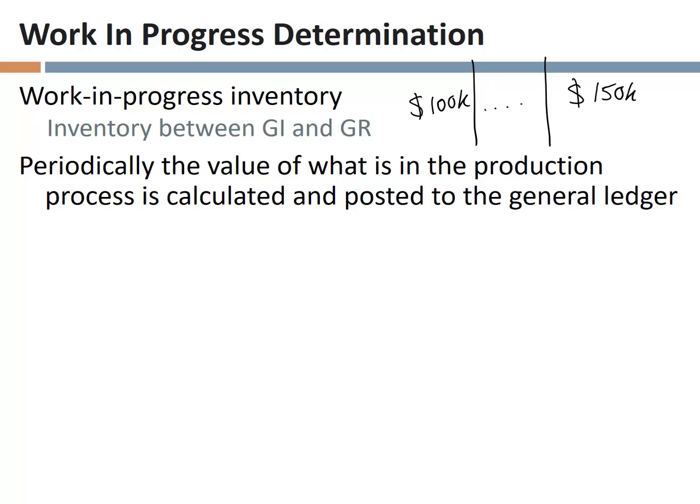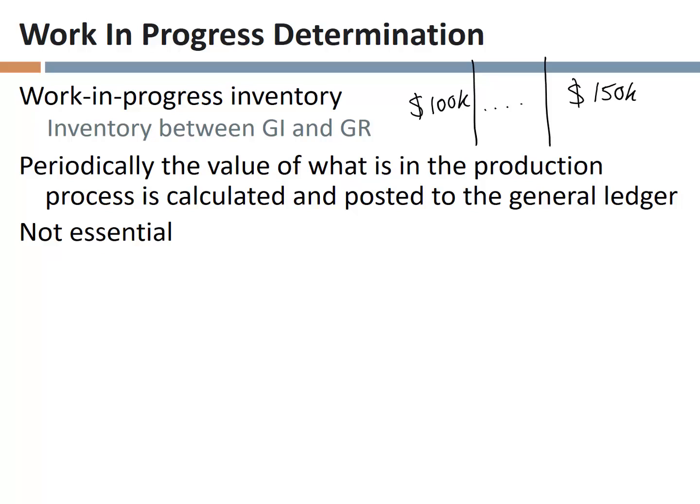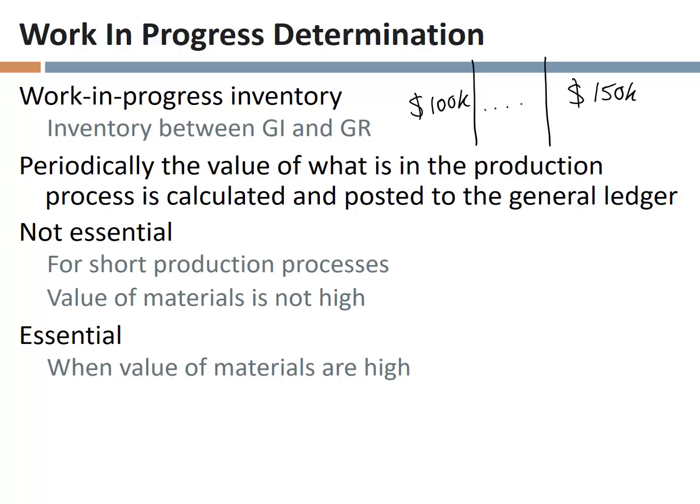And this is something that we don't have to do in a lot of instances. If our production runs are very, very short and there's not a lot of asset value here, we might be able to get away with not even doing this if the value of the materials is not high. But if the value of the materials is high and production runs take an extended period of time, then this work in progress determination might be something that we have to do.